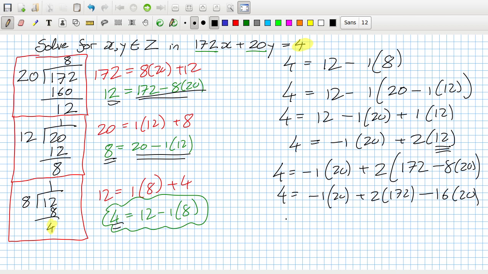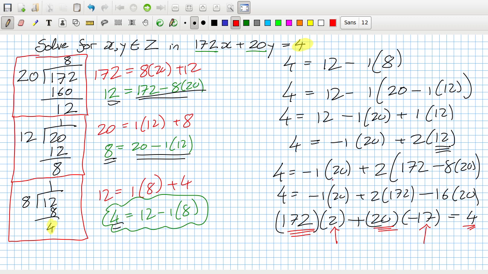Notice we have 20s twice. So we can say, how many? And we have 172 times 2. There's only one 172. So we can say 172 times 2 plus, and I have minus 17 times 20. So 20 times minus 17 equals 4. And that's the end because we've no more substitutions to make. And notice that what we have here is an equation that says 172 times 2 plus 20 times minus 17 will equal 4.